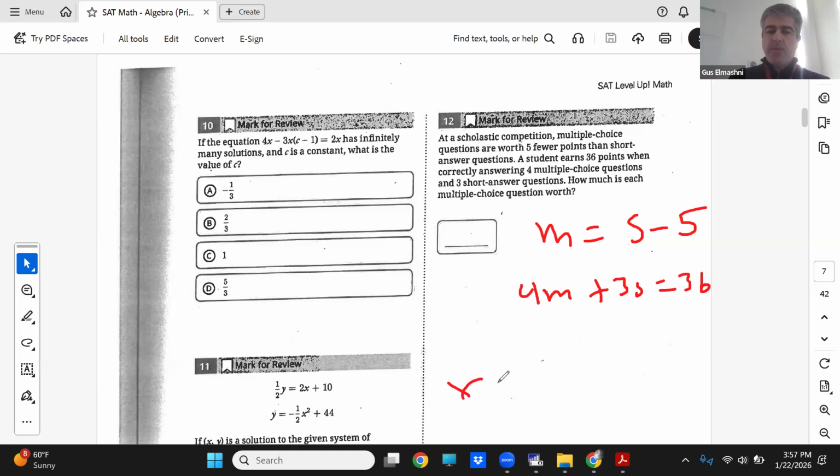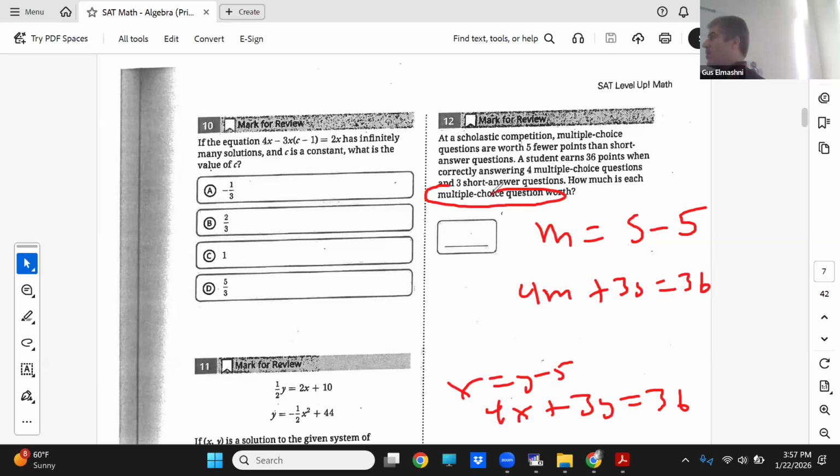So I could think of it as x equals y minus 5, and 4x plus 3y equals 36. And what do they want? The value of the multiple choice question. So all I'm going to do is just throw this into Desmos. I'll let Desmos do the work for me.